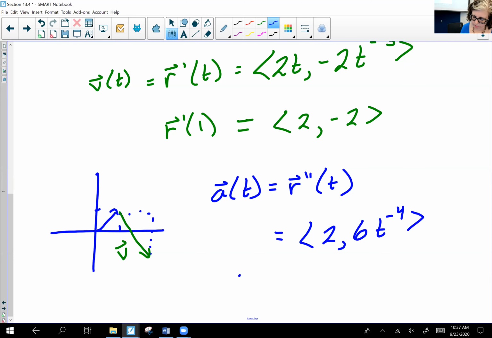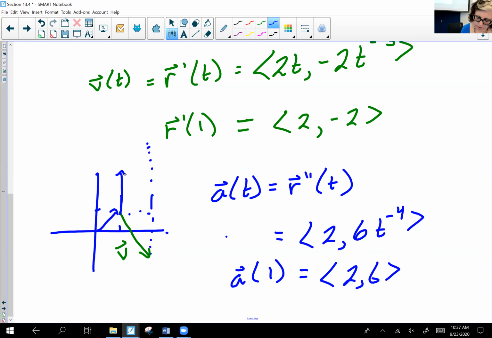If we check out what's happening at t equals 1, we're at 2, 6. So at t equals 1, we're then going to go over 2, except we're going to go up 6. So this is going to be something that looks like that. I'm trying to change color. There we go. Something that looks like that.